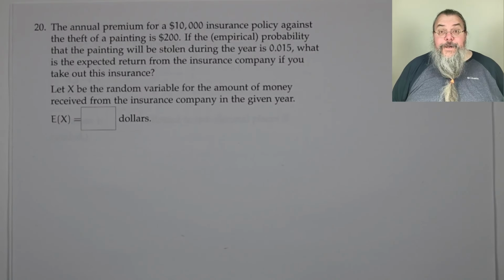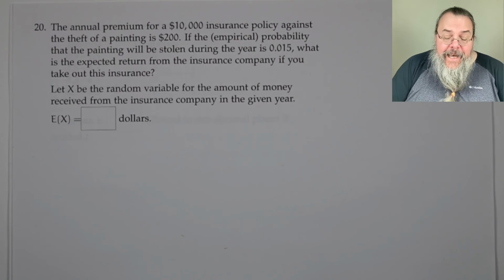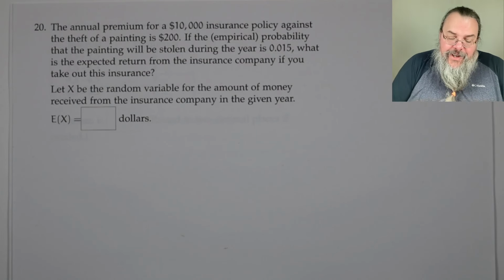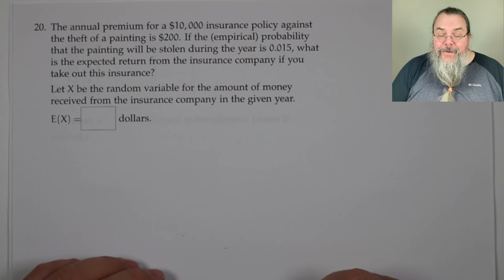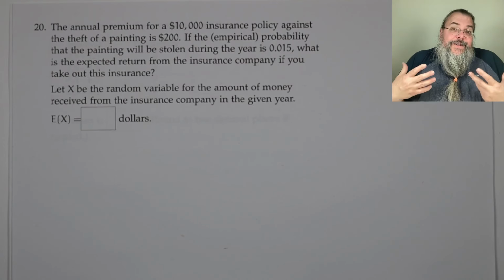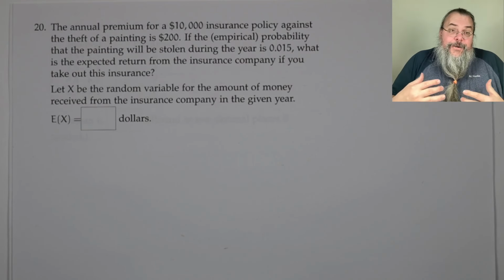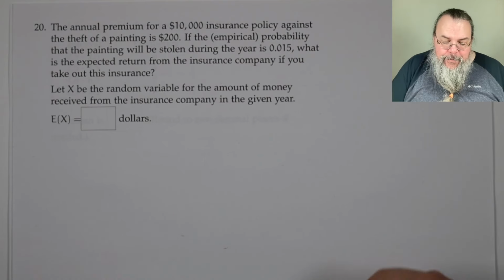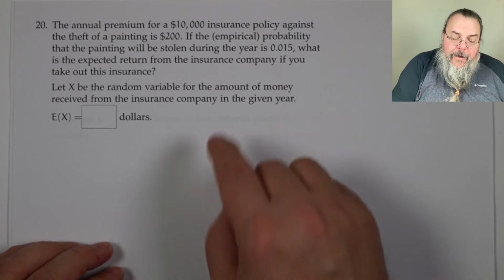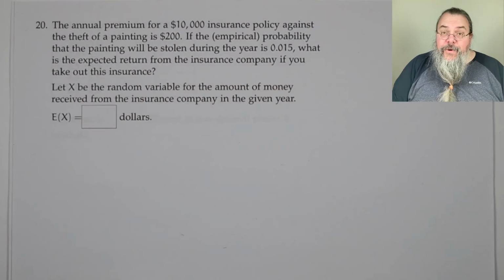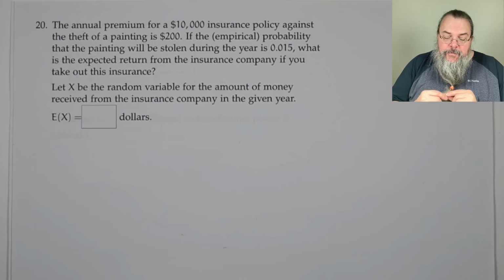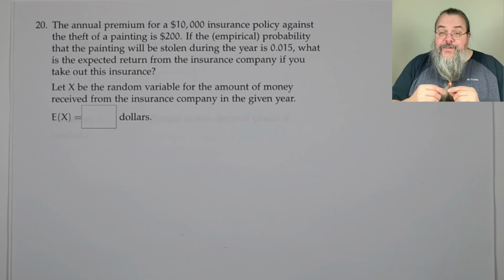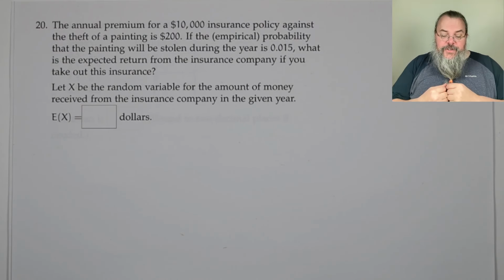Okay, number 20. The annual premium for a $10,000 insurance policy against the theft of a painting is $200. If the empirical, and empirical just says, well, this is what we expect to happen based upon the common art thieves working in the industry today, probability that the painting will be stolen during the year is 0.015. What is the expected return from the insurance company if you take out this insurance? In other words, how much do you expect to get back from the insurance company?